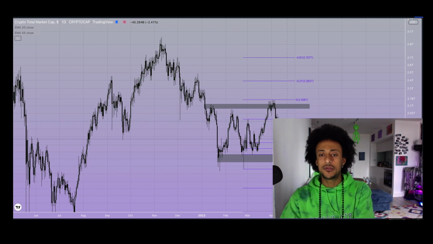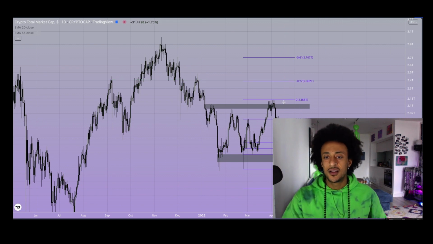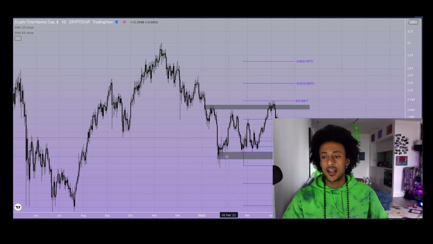If this level does break down and the golden ratio fails, the next target there is the 0.786, which takes us back to support. This still would be bullish though. I'm only looking for bearish targets once we break this low here, so around the 1.56 range to 1.6 trillion.